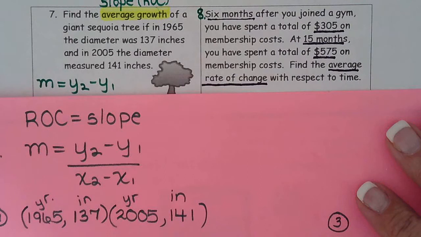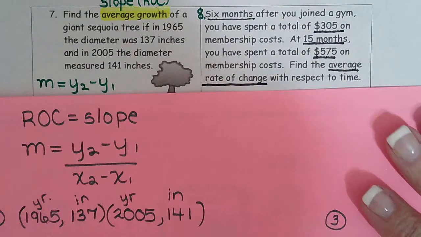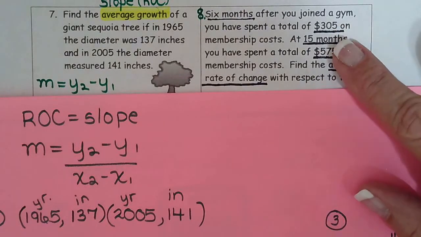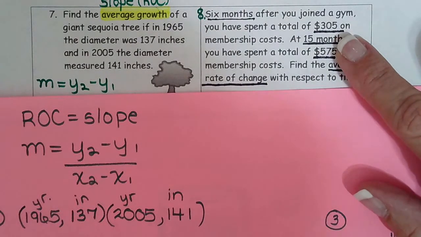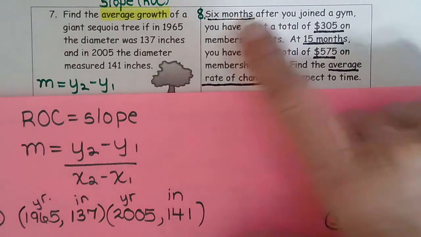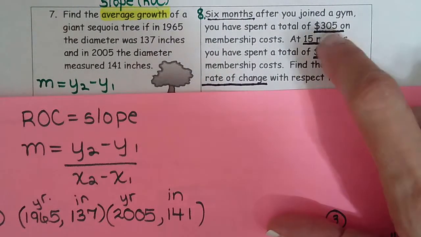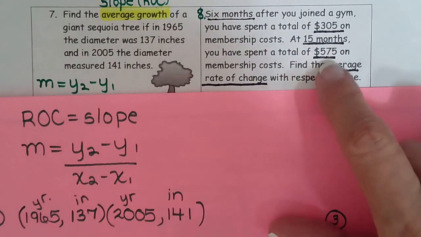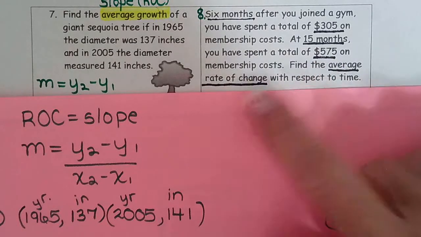So we're looking for buzzwords like, what is the growth rate? What is the rate of change? What is the speed? So we're looking for words like that. So 6 months after you joined a gym, you spent a total of $305. The reason I underline this is because this is time, and this is what goes with that time. At 15 months, there's time, and this is what goes with that time. Find the average rate of change.